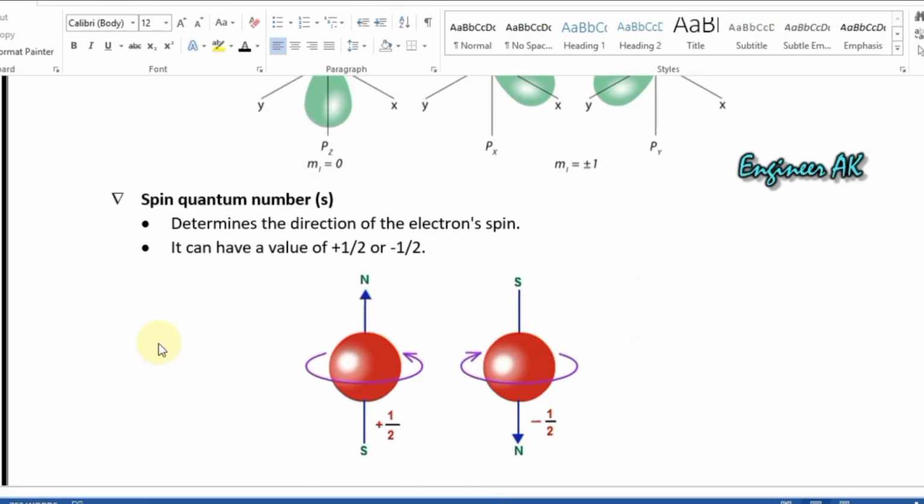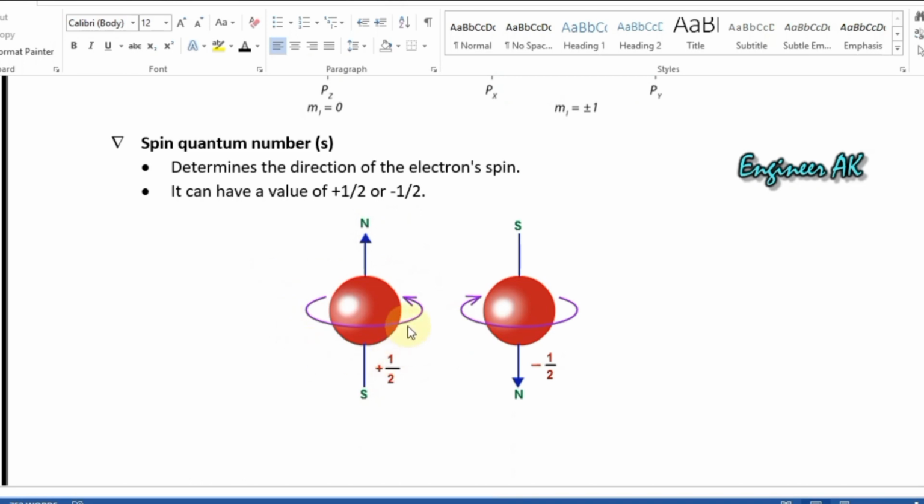The last but not the least, spin quantum number. It determines the direction of electron spin, right? It can have a value of plus 1/2 or minus 1/2. For example, in this picture, one is rotating counterclockwise and the other is rotating clockwise. Clockwise is represented by -1/2 and counterclockwise by +1/2. You can change the sign, but they should have opposite signs, right?